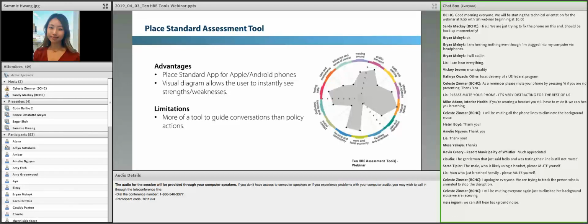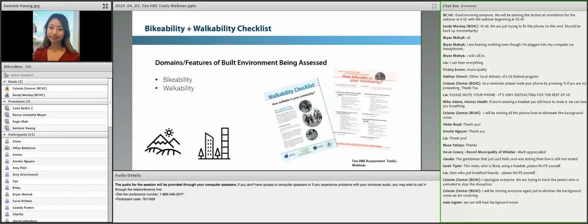A limitation is that if you're trying to aim for more policy actions, it's not for that. It's mainly to guide conversations. But if that's what you're using it for, to guide conversations and initiating them, then it's actually an advantage. So it seemed like this one was really popular in the poll that most people have encountered.